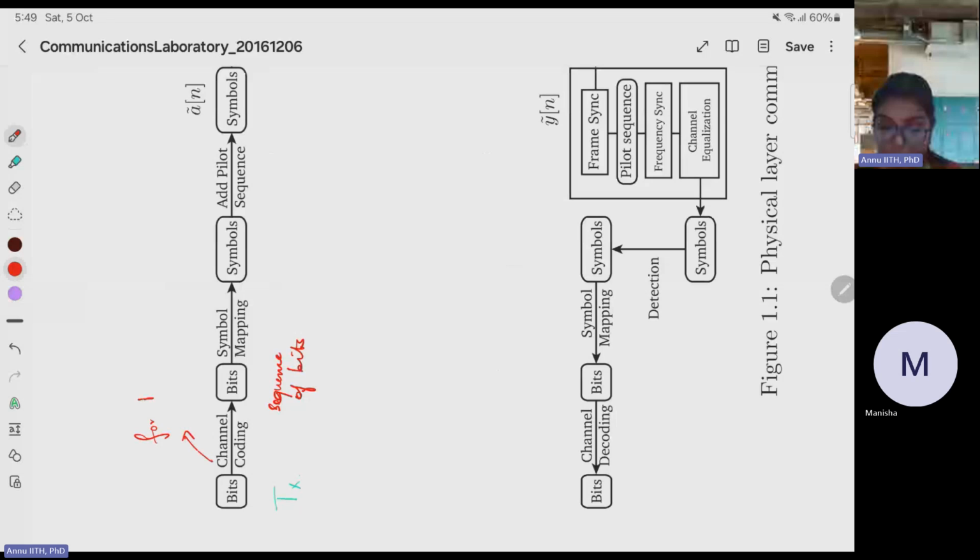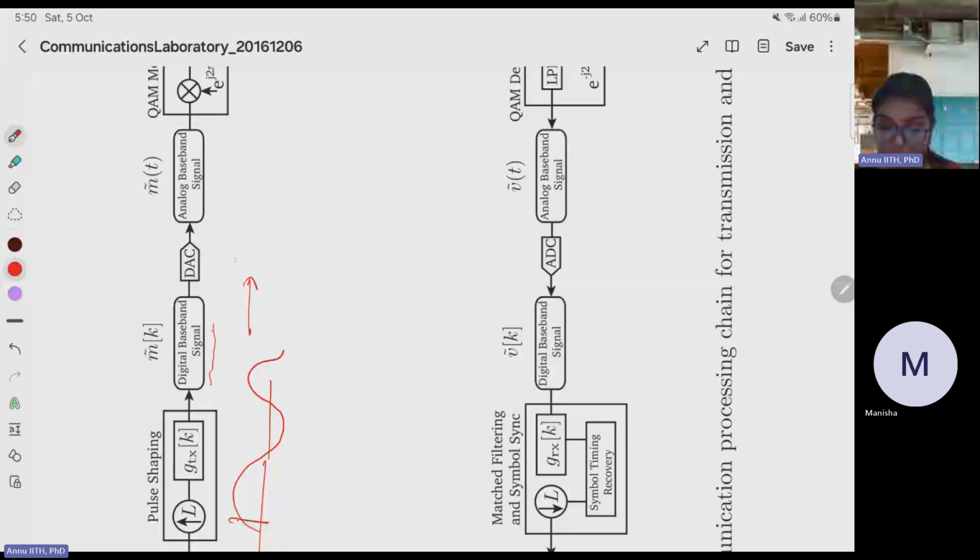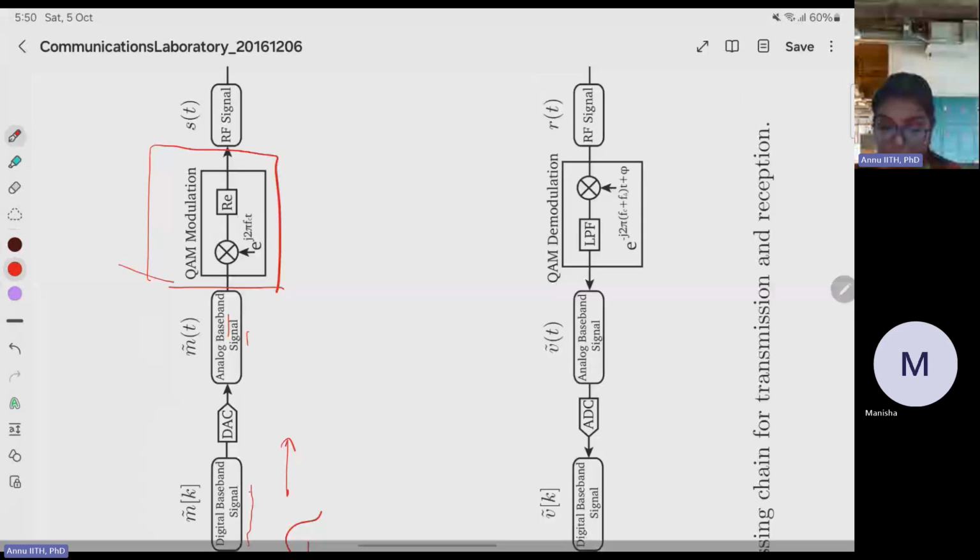Now, the digital baseband signal is passed to a digital to analog converter. It will convert to the analog baseband signal. Once the analog baseband signal is there, you have the modulation. What is modulation? Modulation is a way of converting a low frequency signal to a high frequency signal through various types of modulation. It can be amplitude modulation, phase modulation, and QAM, which is the mix of phase plus amplitude.